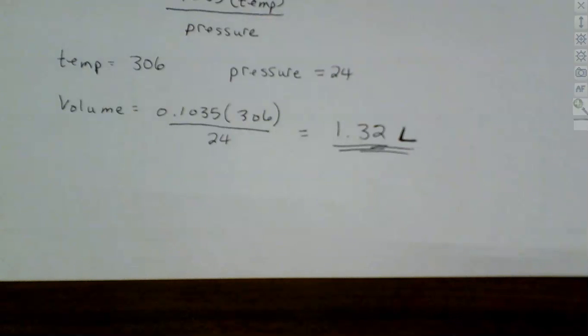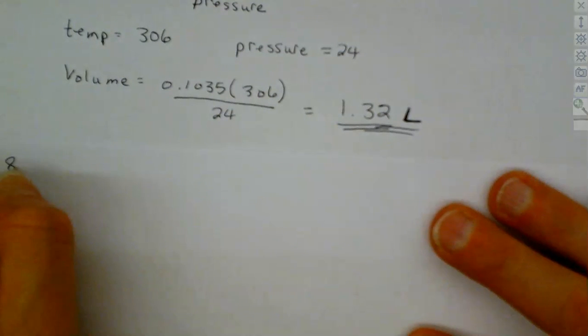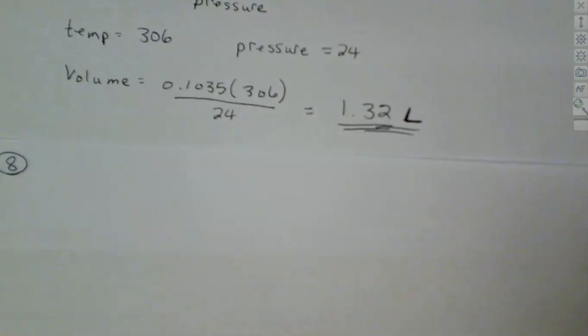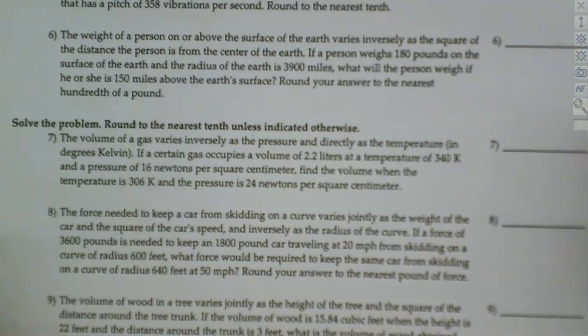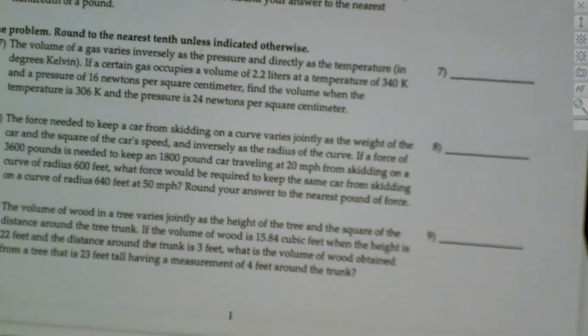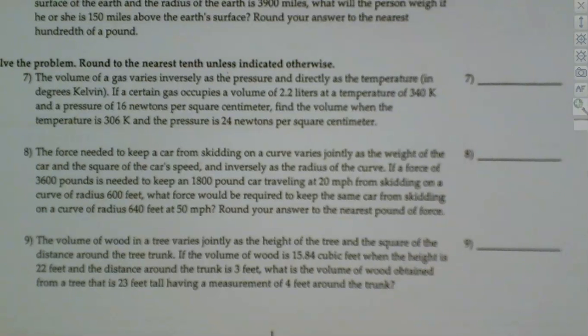So let's now go ahead and look at question 8. And question 8 is like question 7. It's another joint variation question. And on this one, we're looking at trying to keep a car from skidding around a curve. Now, when we look at trying to keep a car on the road, there's lots of different things that go into this. How heavy the car is, right? Because if a car is really heavy, it's going to be a lot easier to go around a curve. If it's really light, it's going to want to slide around. Okay, so the weight of the car is important.